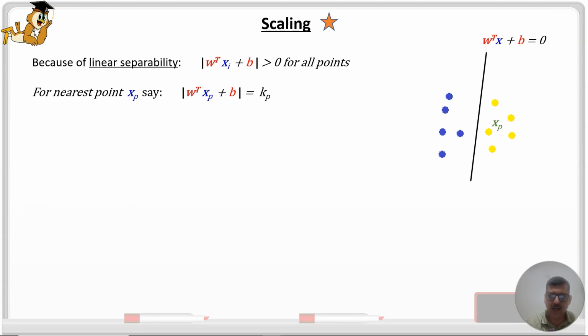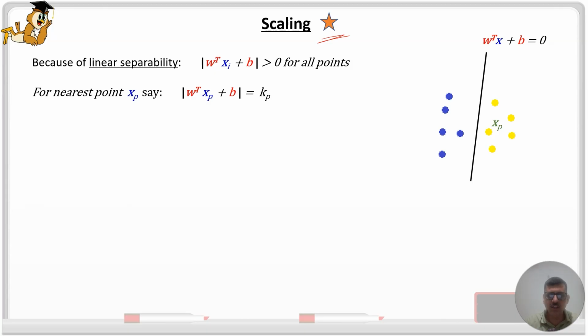I have put a red star over here just to indicate how important scaling is. It's one of the more important ideas, because the scaling here is a little bit peculiar and we need to understand why it is being done in this peculiar manner. But let's understand how the scaling operates in SVM.